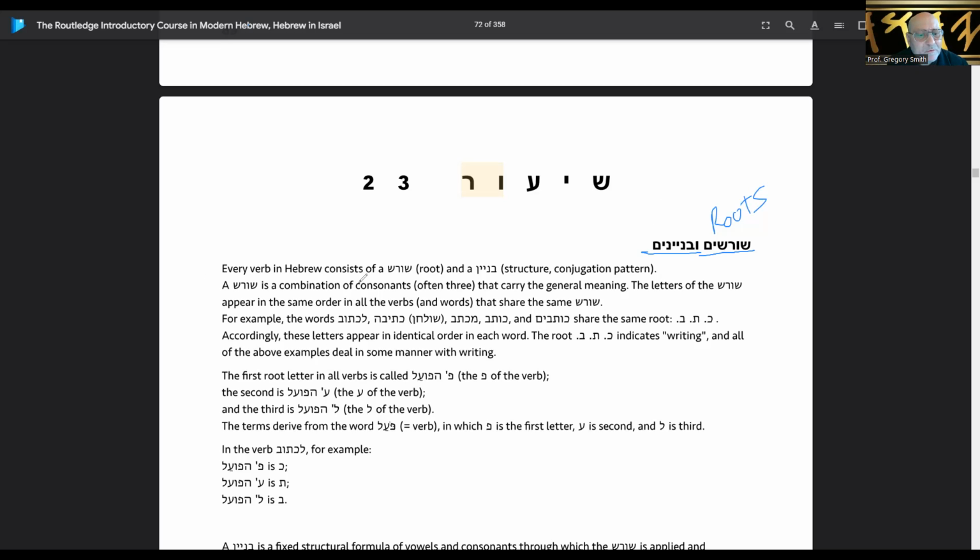Every verb in Hebrew consists of a shoresh, a root, and a binyan, a structure, a conjugation pattern. Okay. A shoresh is a combination of consonants, often 3, that carry the general meaning. The letters of the shoresh appear in the same order in all the verbs and words that share the same shoresh, which is the root.